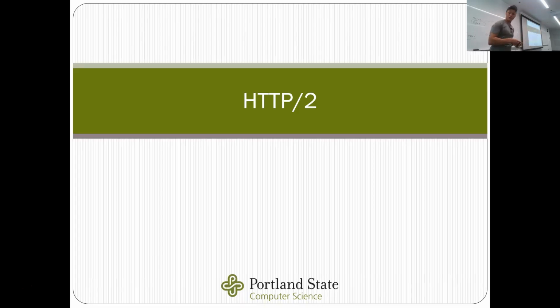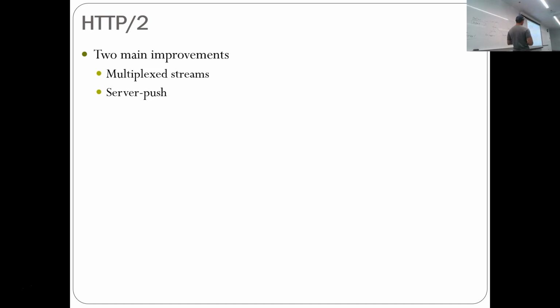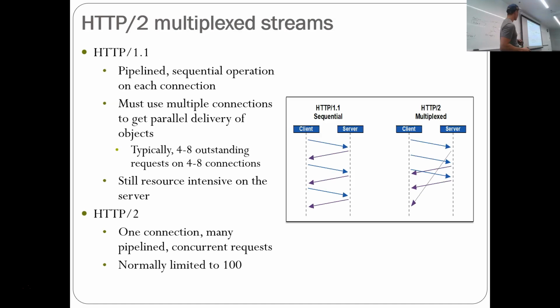So we're now going to talk about HTTP2. What does it do? Two main improvements: multiplex streams, which is exactly what I just talked about, that facility. The other thing that's important is this thing called server push. And so if you're in the full stack web development course, server push is what's going to allow you to do things like single page applications easily. It's going to give you the underlying protocol support for you to make that thing happen seamlessly.